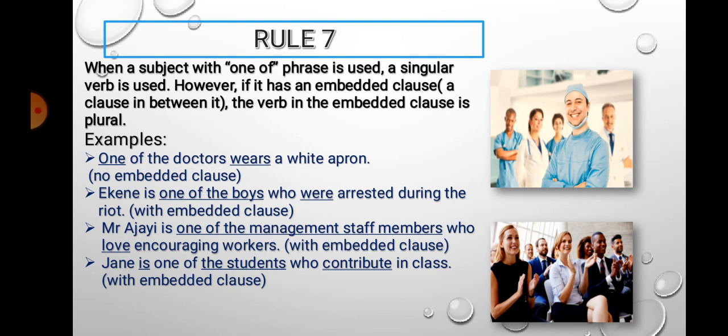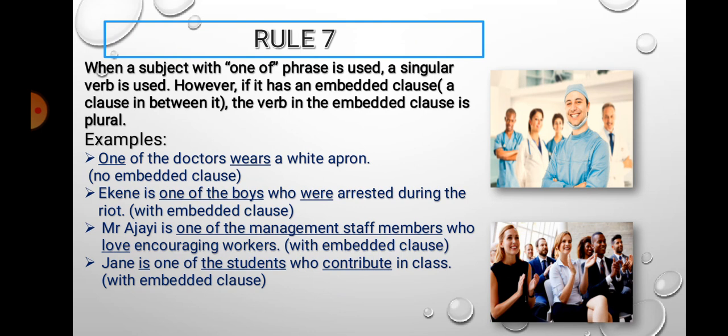Examples include, one of the doctors wears a white apron. Look at the 5 doctors we have here. It's only one. And this is a sentence that does not have an embedded clause. One of the doctors wears a white apron.